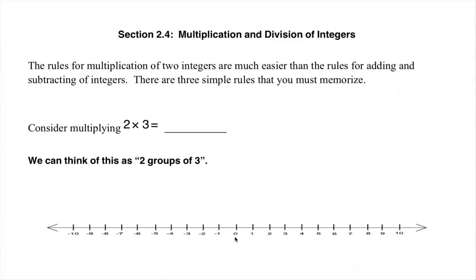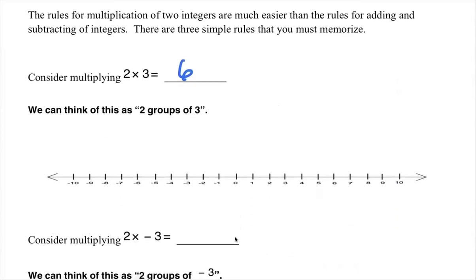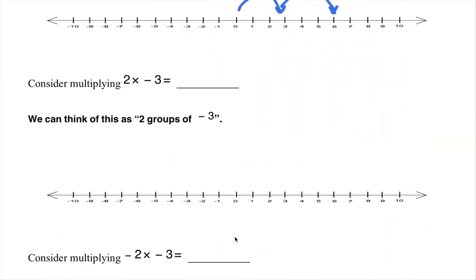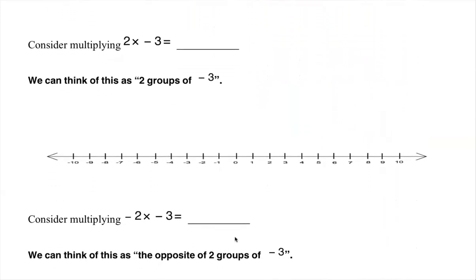If we consider 2 times 3, we know that's 6. We can think of this as two groups of 3. So that's one group of 3, two groups of 3, and we'd be at 6. If we think about 2 times -3, that would mean two groups of -3. So we'd start at 0. There's one group of -3, and there's the second group of -3, which gives us a -6. So 2 times -3 would be -6.